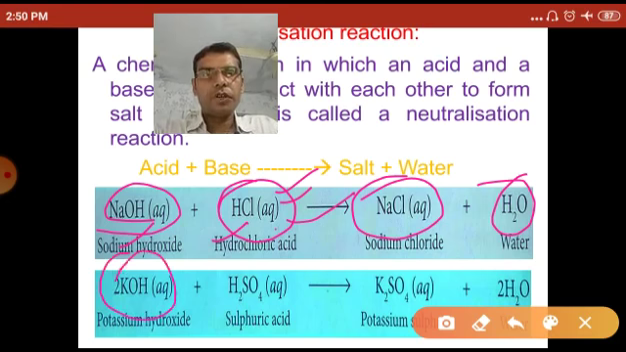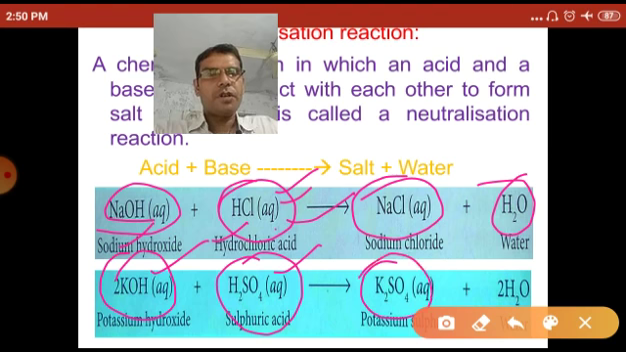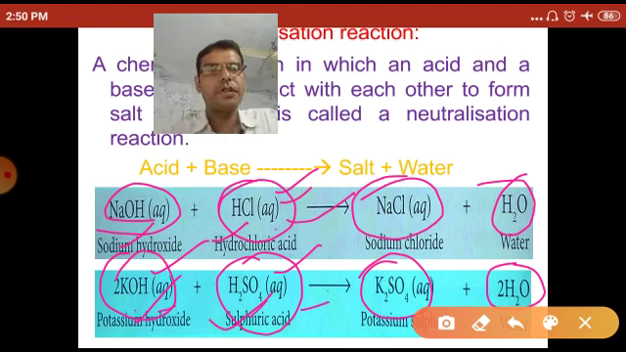Now KOH, potassium hydroxide, is a base. When it reacts with sulfuric acid, H2SO4, they form potassium sulfate, which is a salt, and water. So in this reaction, the potassium hydroxide base reacts with H2SO4 and neutralizes the acid, and they form a salt and water. So this is a type of neutralization reaction.